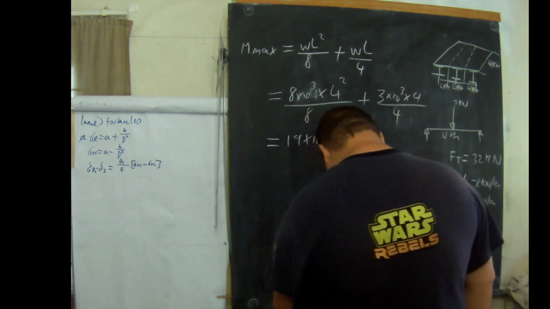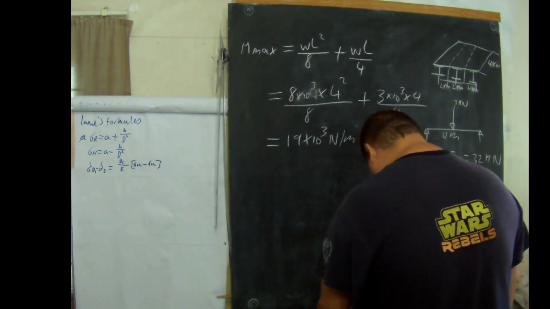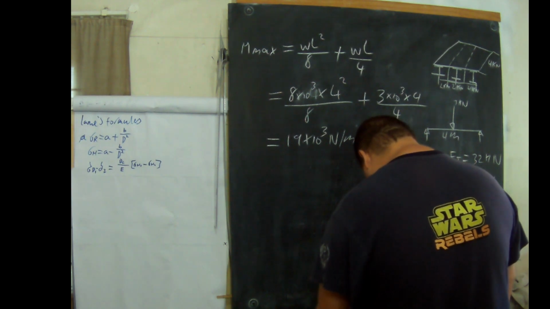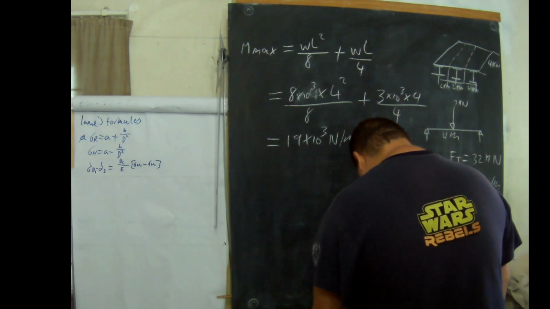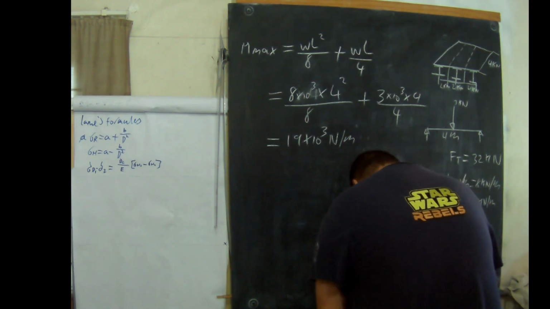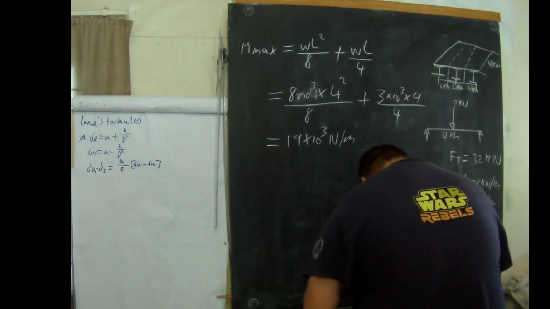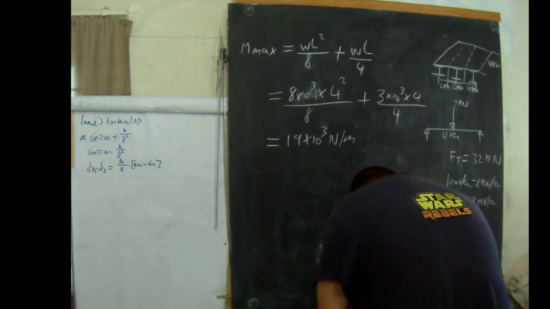Okay, now we can calculate our stress because we have M. Now we just need y and I. Y for an I-beam is H over 2, so 203.2 divided by 2.